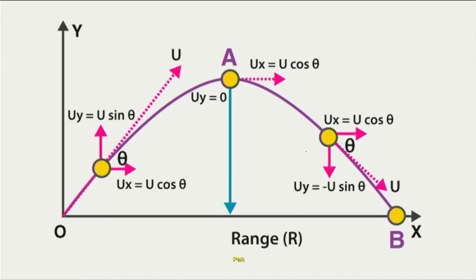Next, I have enlarged this image for projectile motion. So where is the U? This is the initial velocity. The initial velocity is resolved into two components, Uy and Ux. How do you know Ux equals U cos theta, and Uy equals U sin theta? Let's draw a triangle diagram here.